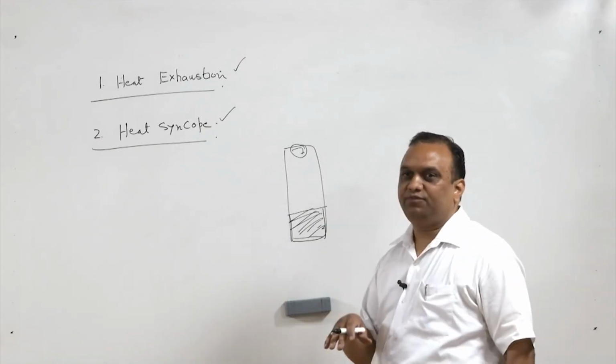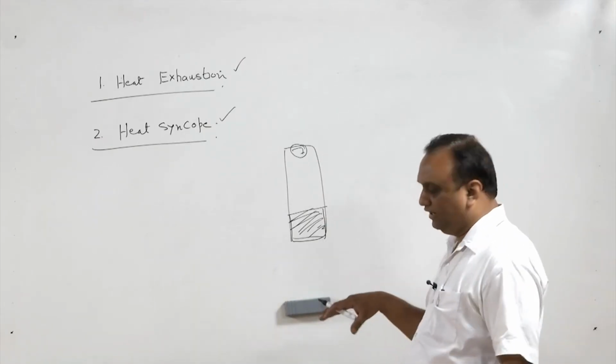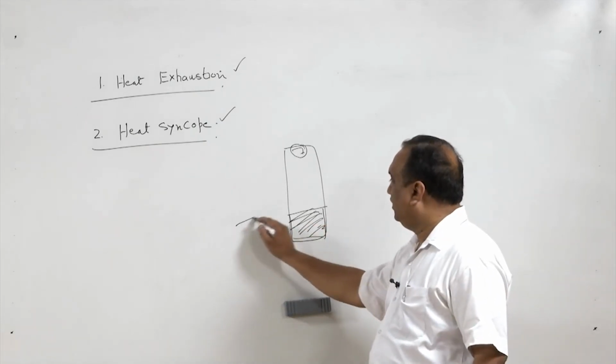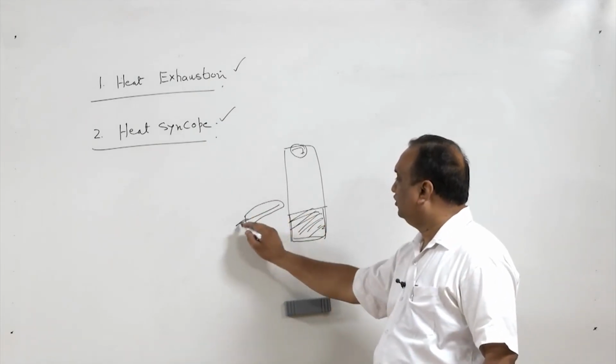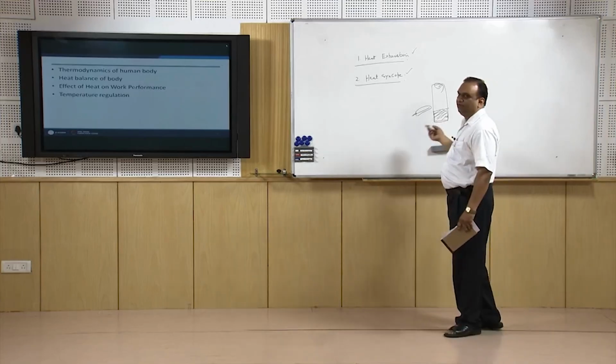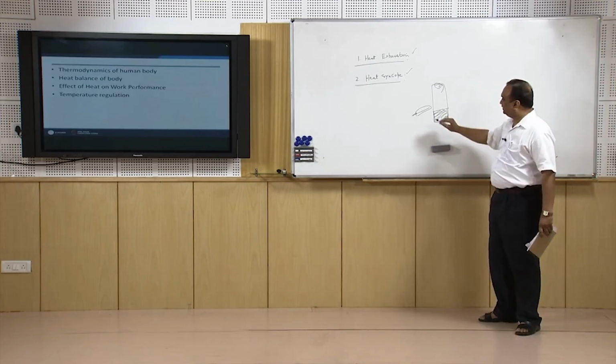So, immediately this patient should be laid down in a shadow area, and his head should be kept below the other parts of the body. So, there will be proper supply of blood to the brain, and within 5 to 10 minutes the patient will recover.